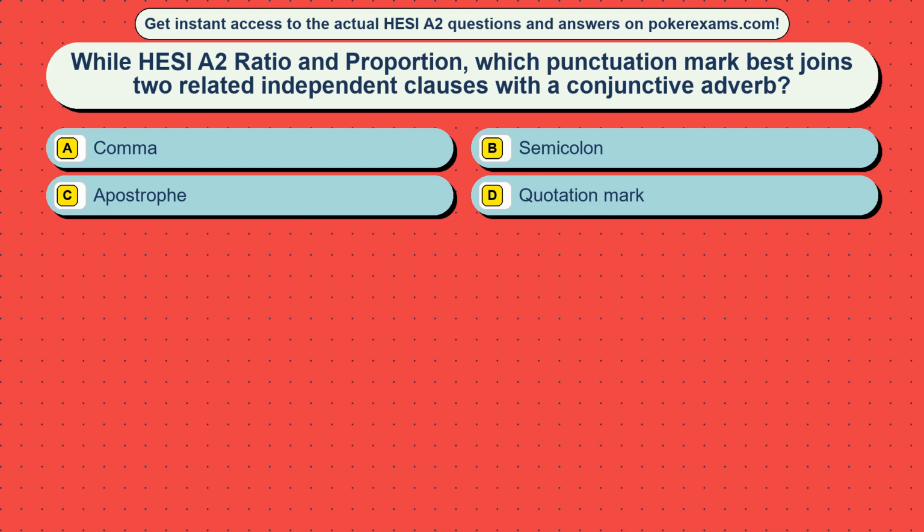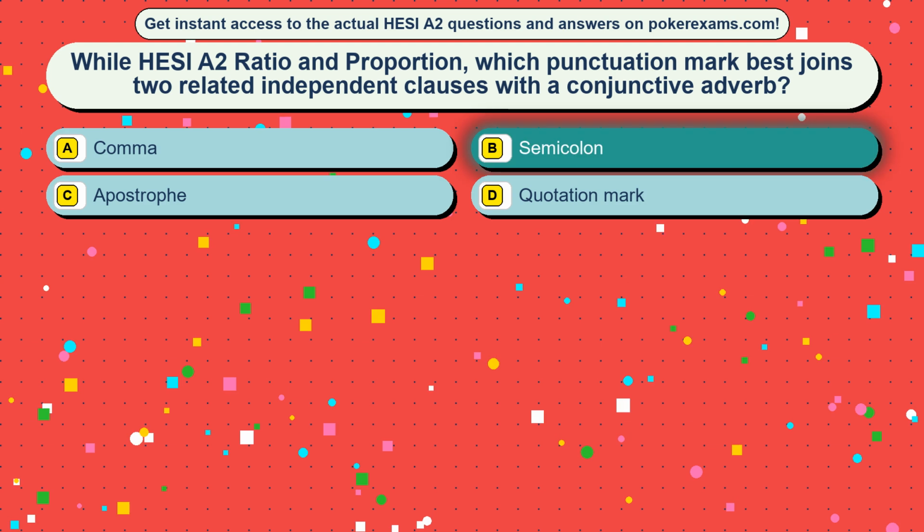Question 17. While HESI A2 ratio and proportion, which punctuation mark best joins two related independent clauses with a conjunctive adverb? Option A, comma. Option B, semicolon. Option C, apostrophe. Option D, quotation mark. The correct answer is option B, semicolon.